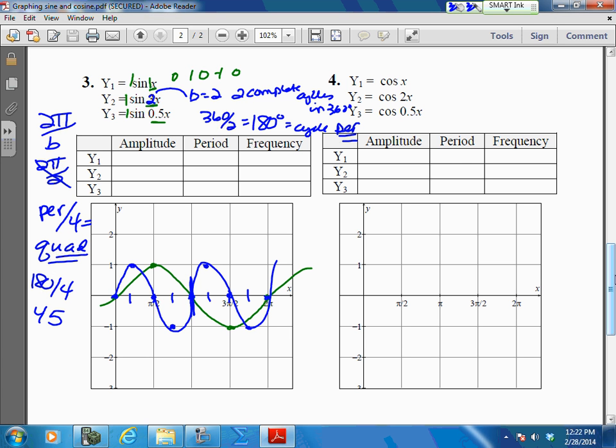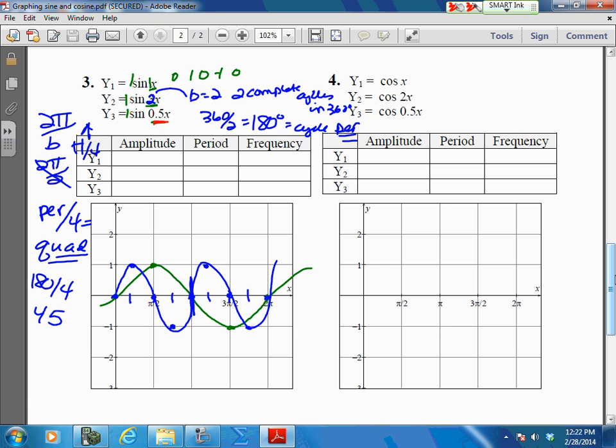Degrees kind of makes more sense to us, because then we take those degrees and we go around 360 and divide that by 4. You can also take your pi and divide that by 4. This is what gives us our quadrants. That's what lets us follow the 0, 1, 0, -1, 0 routine. Now, this last one has our frequency at 0.5, which is 1/2.